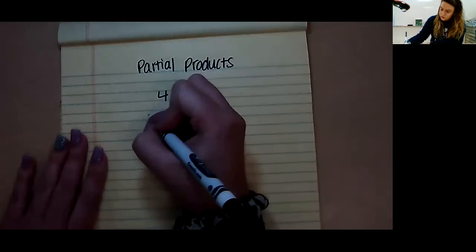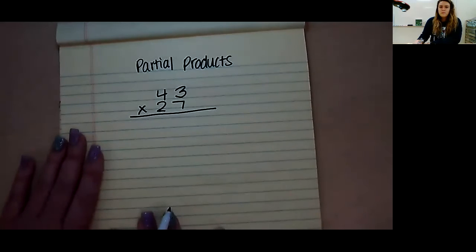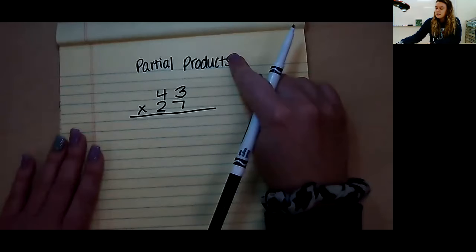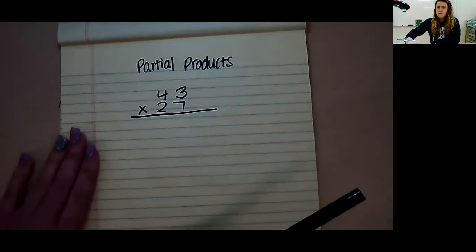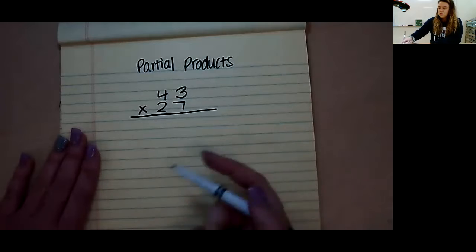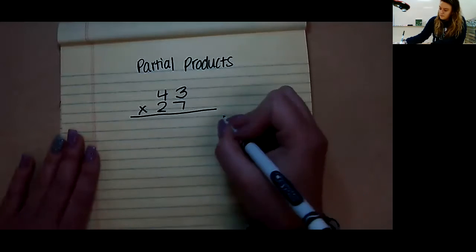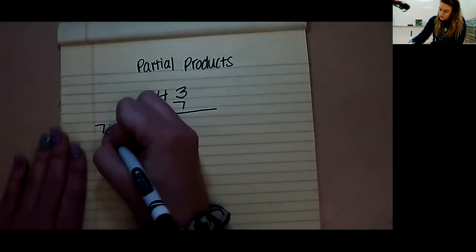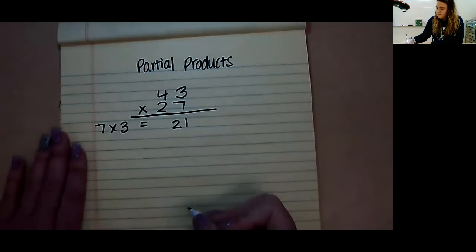So again, let's do 43 times 27. With partial products, you're going to multiply, but you're going to have all your partial products lined up right here, and I'm about to show you. The first thing I'm going to do is start with the 7. So I'm going to do 7 times 3, and that's going to give me 21.